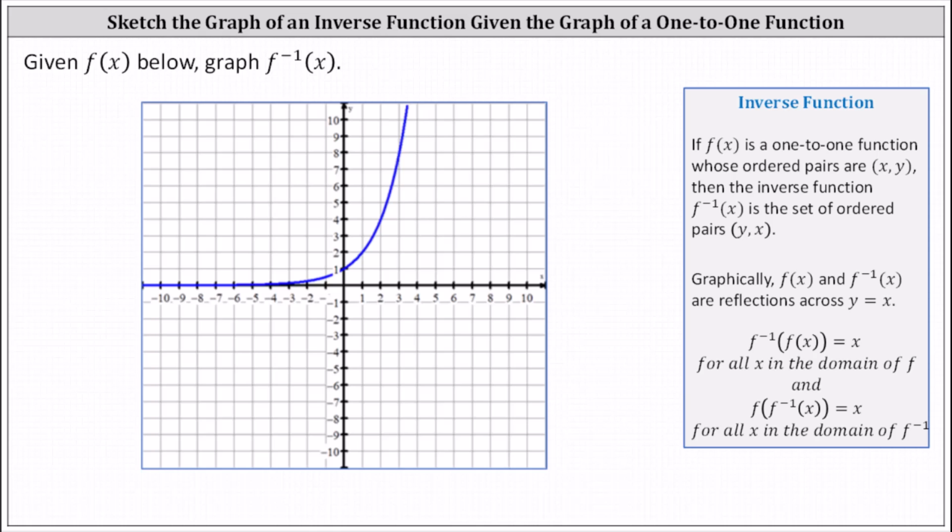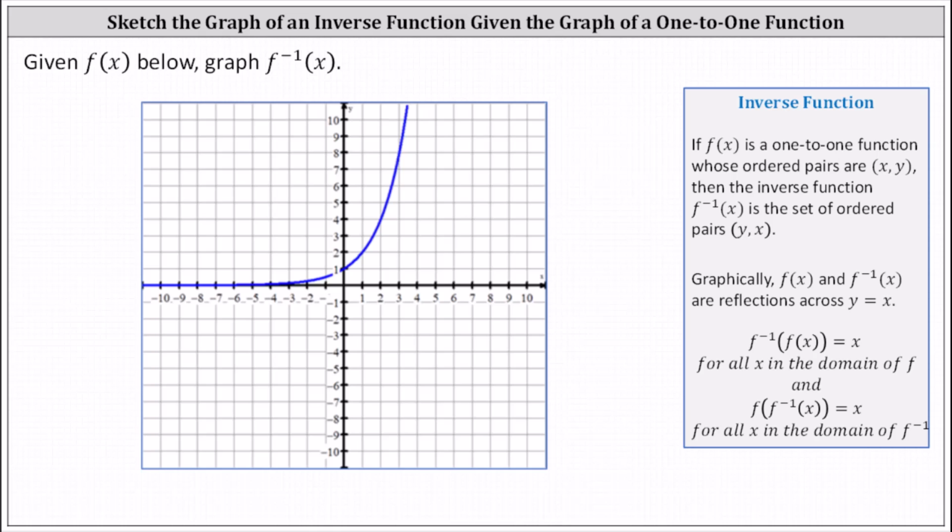We're given the graph of f of x below and asked to graph f inverse of x. If f of x is a one-to-one function whose ordered pairs are x comma y, then the inverse function f inverse of x is a set of ordered pairs y comma x. Which means to graph f inverse of x, we can find several points on the graph of f of x and then interchange the x and y values of the ordered pairs. The new points will be points on the graph of f inverse.